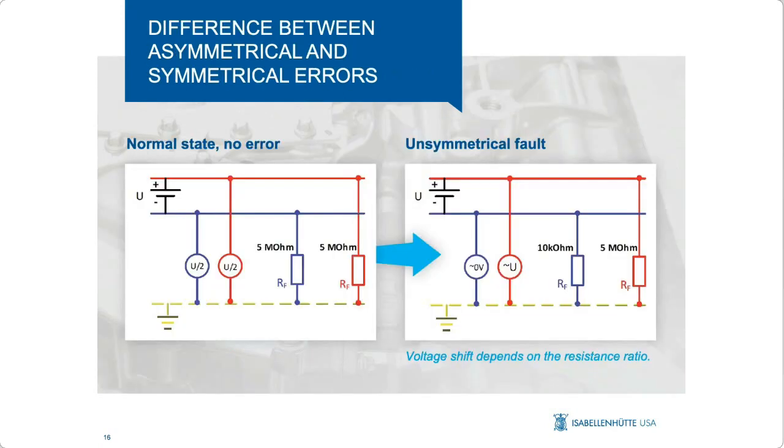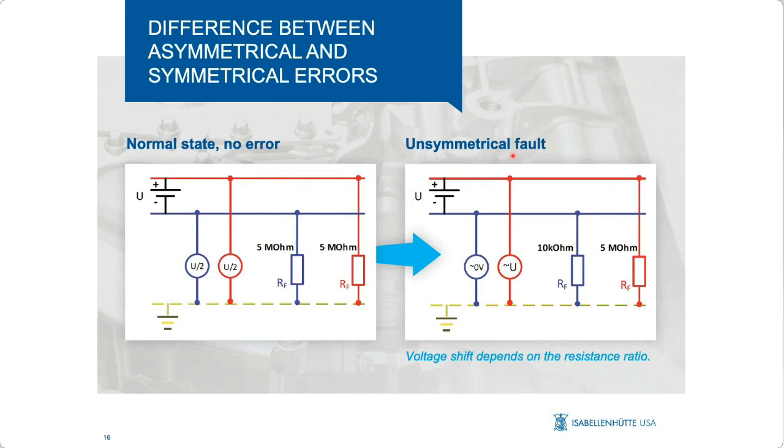Now we want to look at the difference between unsymmetrical and symmetrical errors in high voltage battery systems. First, we want to look at a normal state in a high voltage battery system. You can see that the coupling resistances, both from the positive pole and the negative pole of the battery to ground, are at 5 mega ohms. So there's no isolation fault in the system.